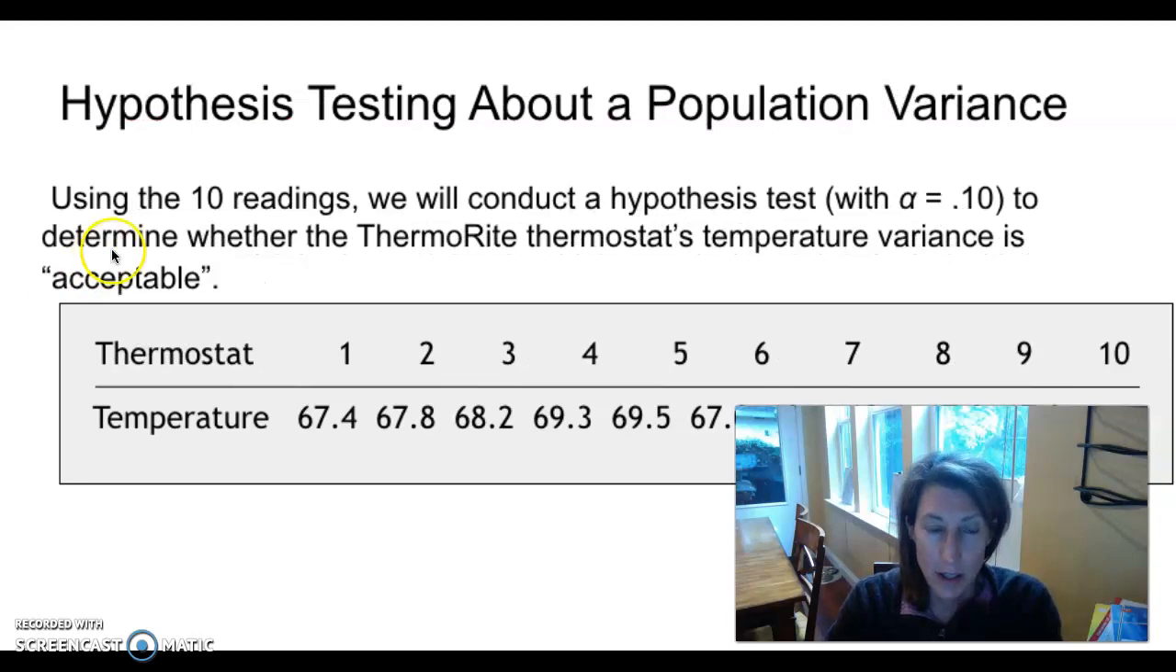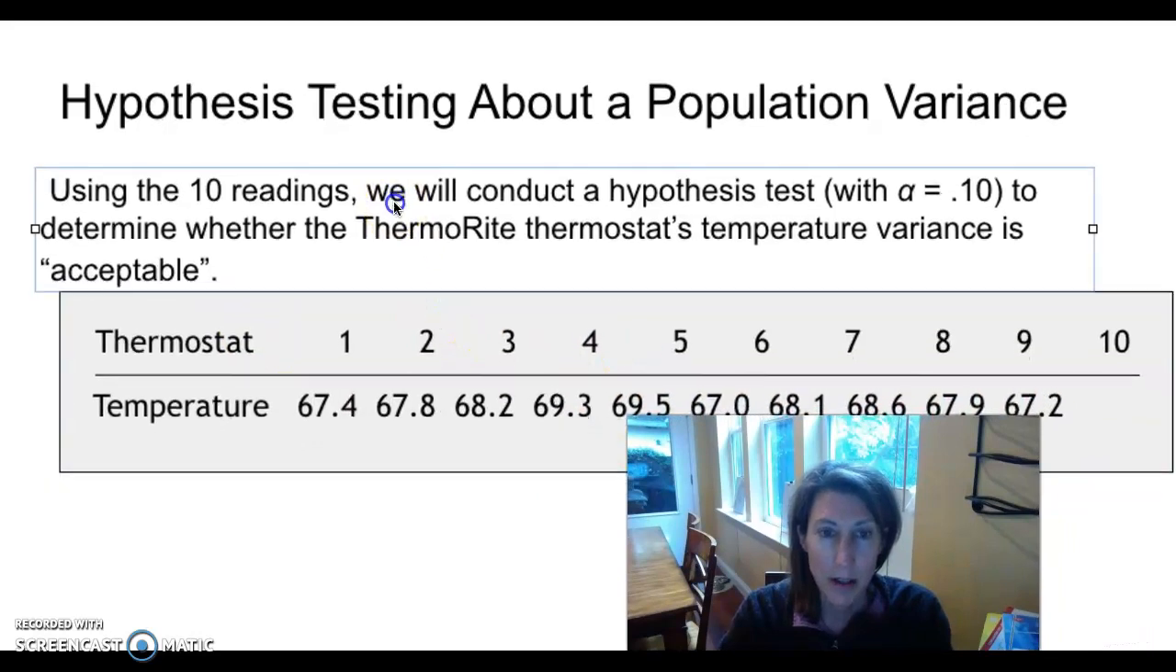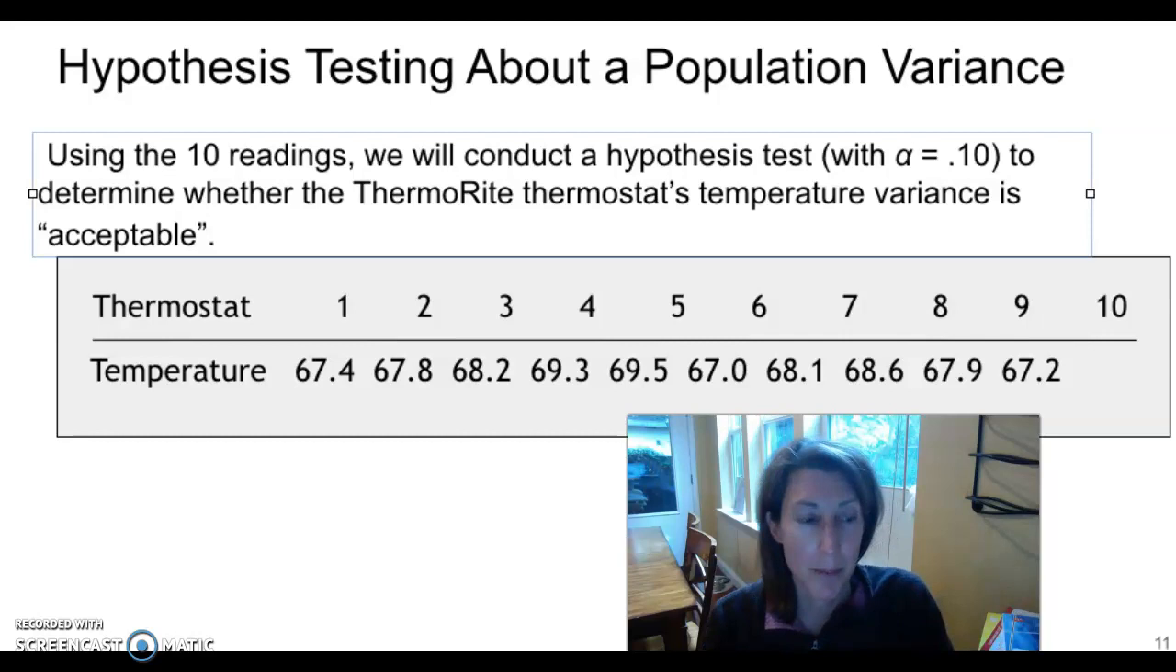All right, so here are the readings that we get in a thermostat. I can tell that this is going to be hard for you guys to see. Let me see if I can pull this up a bit. There we go. So we've got 10 readings, 1, 2, 3, 4, 5, 6, 7, 8, 9, 10. Thermostat 1 has a temperature reading of 67.4, the second time 67.8, etc. So we want to know if it's an acceptable variance. All right, let's do our test. If it's too big of a variance, then maybe this thermostat isn't working very well.